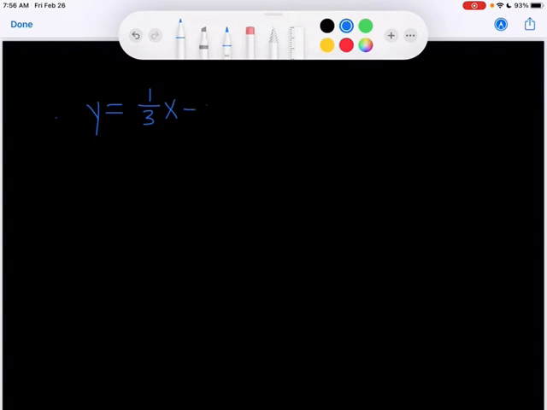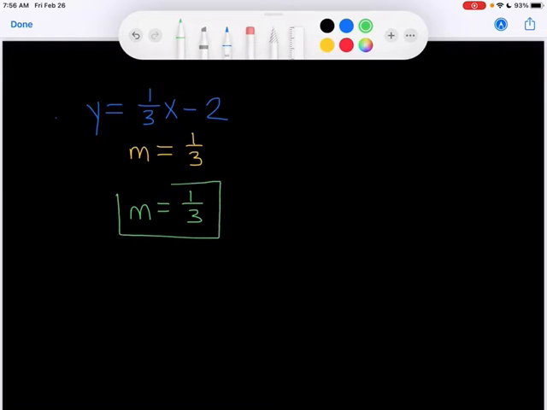All right, so first of all, let's say I give you y equals 1/3 x minus 2, and I ask you to find the slope of the line that's parallel to this. Well, if it's parallel to this line, that means they're going to have the same slope. Well, the slope for this line is 1/3. Therefore, the slope of any line that's parallel to this will also have a slope of 1/3. That's for parallel. This symbol means parallel.